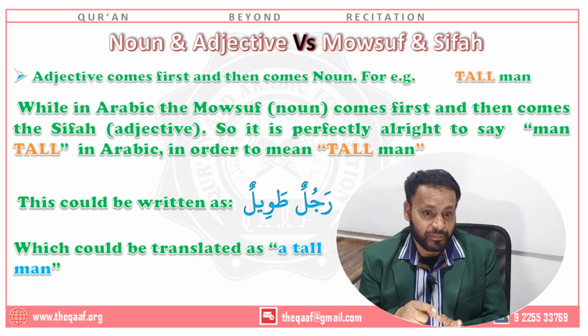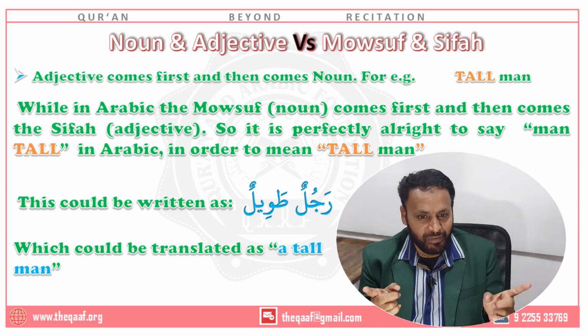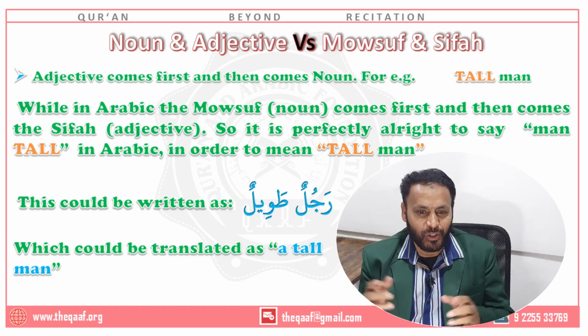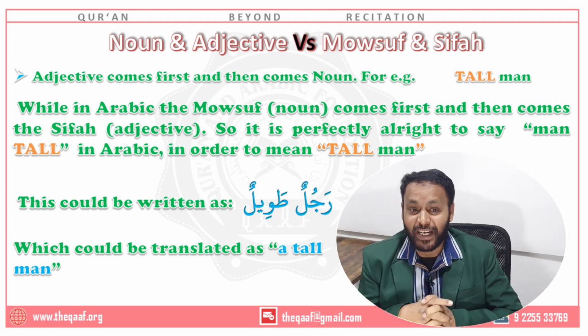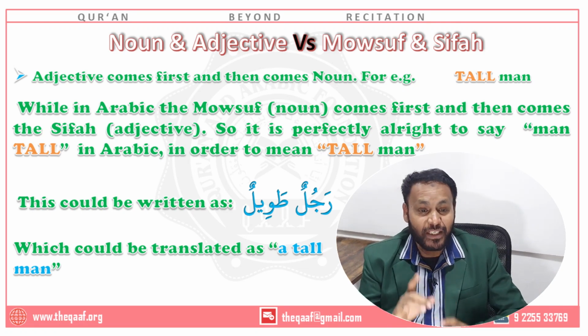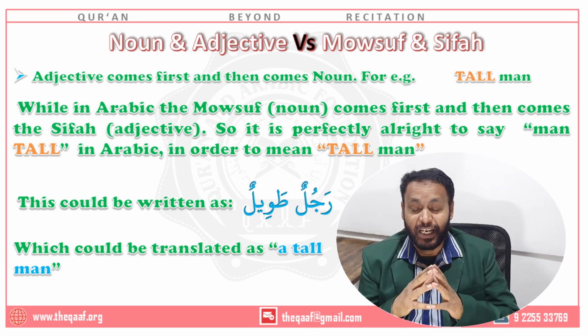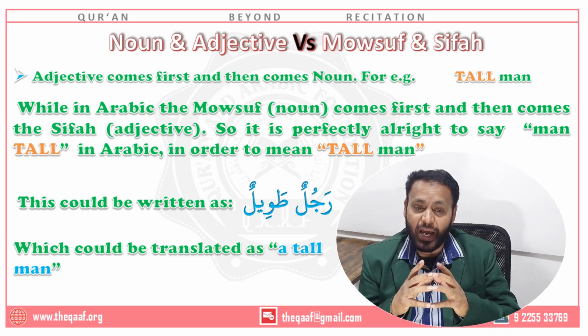Right? Bismillah ar-Rahman ar-Rahim. The word Allah came first, and then we describe it. Alhamdulillahi Rabbil Alameen. The noun comes first, then comes the adjective. Okay? So those are some major differences in the design of noun and adjective, mawsuf and sifa, in Arabic.